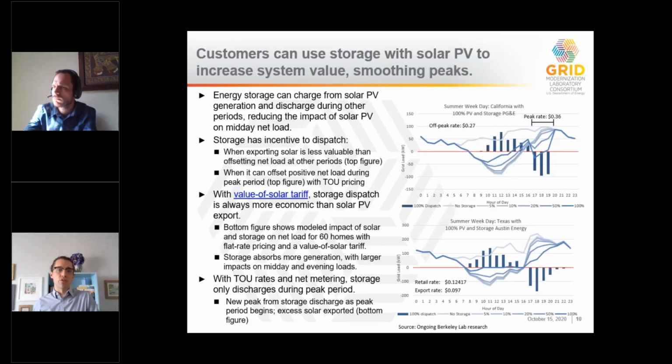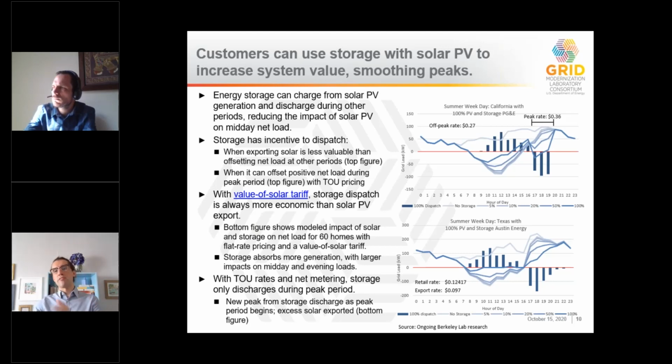So when customers install solar and storage together, the midday peak can be reduced by shifting solar generation through storage to other periods when storage is financially incentivized to do so. Energy storage dispatch can be economic for a few reasons. Two primary reasons being, one, scenarios where exporting solar is less valuable than shifting generation to other periods with positive net load, and the second being scenarios where time of use pricing enables the system to achieve higher value by offsetting positive net load in periods with higher electricity prices. I should also say that here we refer to time of use rates as period-based pricing, where they vary based on time and day of week as well as season.